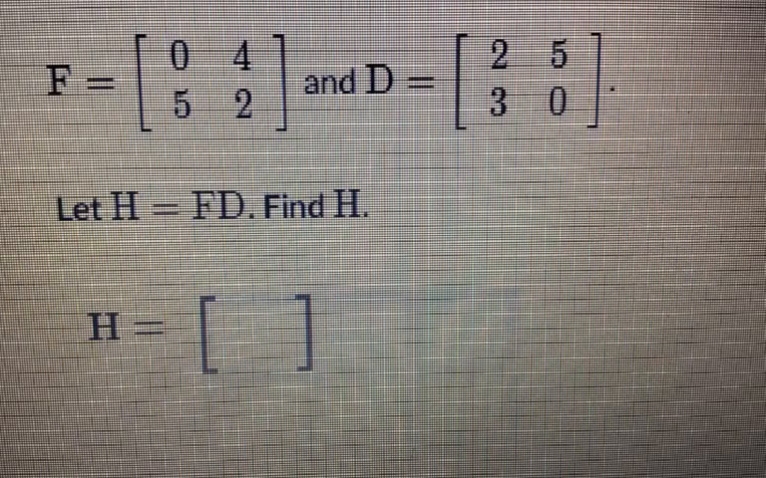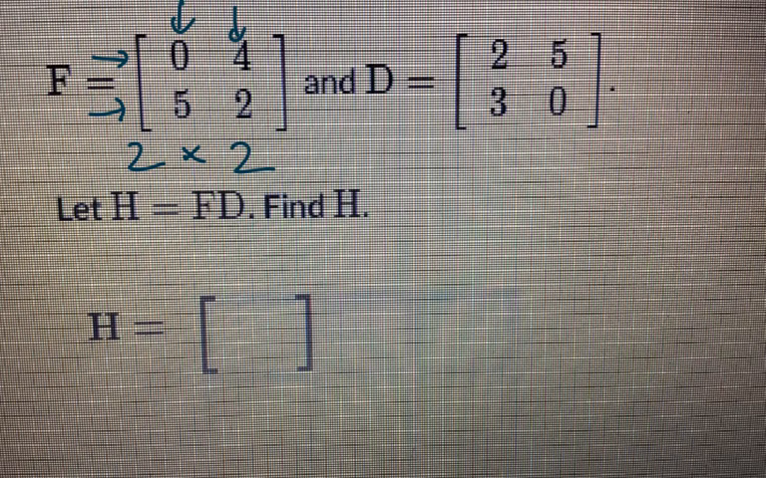All right, let's try another one. Notice this time, guys, matrix F is a 2 by 2 matrix. Matrix D is a 2 by 2 as well. They're both 2 by 2 matrices. Now, we're going to multiply these together.